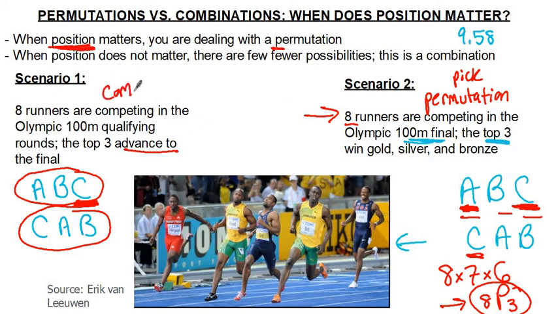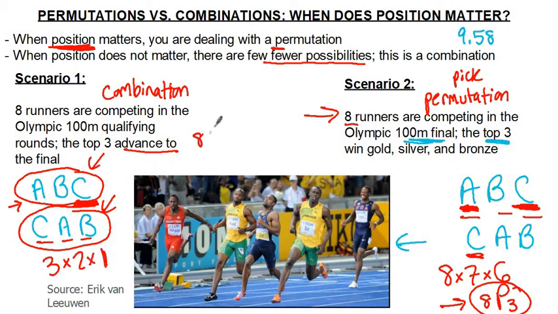In scenario 1, we call that a combination. Combination means the position does not matter. It doesn't matter if Albert, Bernard, Charles finish in that order or Charles, Albert, Bernard. In either case, all 3 of them get to go to the final. And so there are far fewer possibilities because all of these are actually being double counted. So how many ways could we rearrange these 3 people? Well, there are 3 ways that they could finish in first, 2 ways they could finish in second, 1 way they can finish in third.